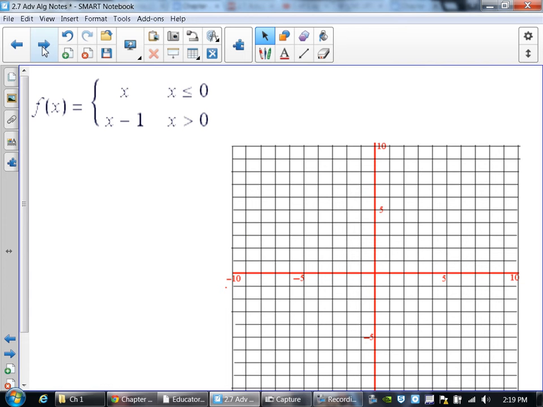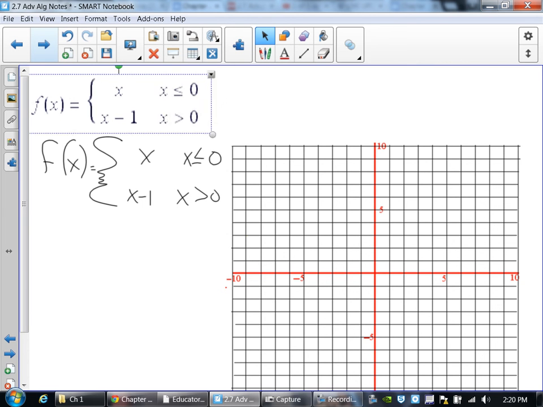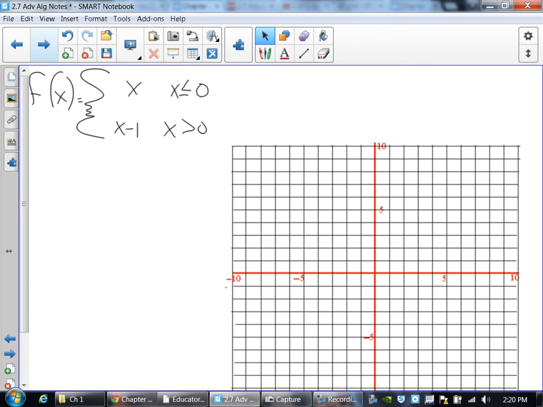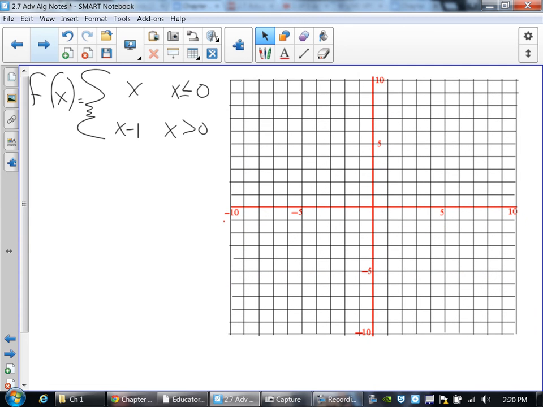So I want to start by looking at the graphs. Let me rewrite this. Yep. I want to graph something. Bracket.